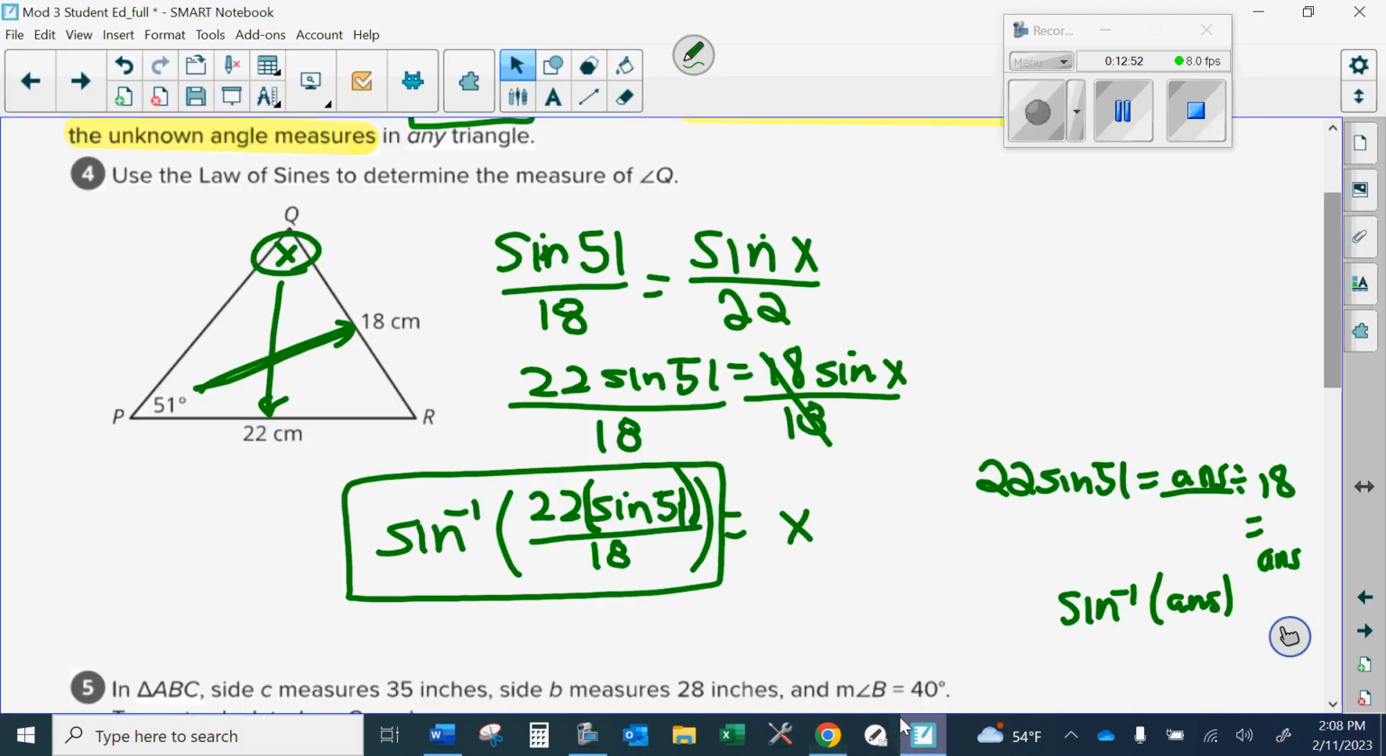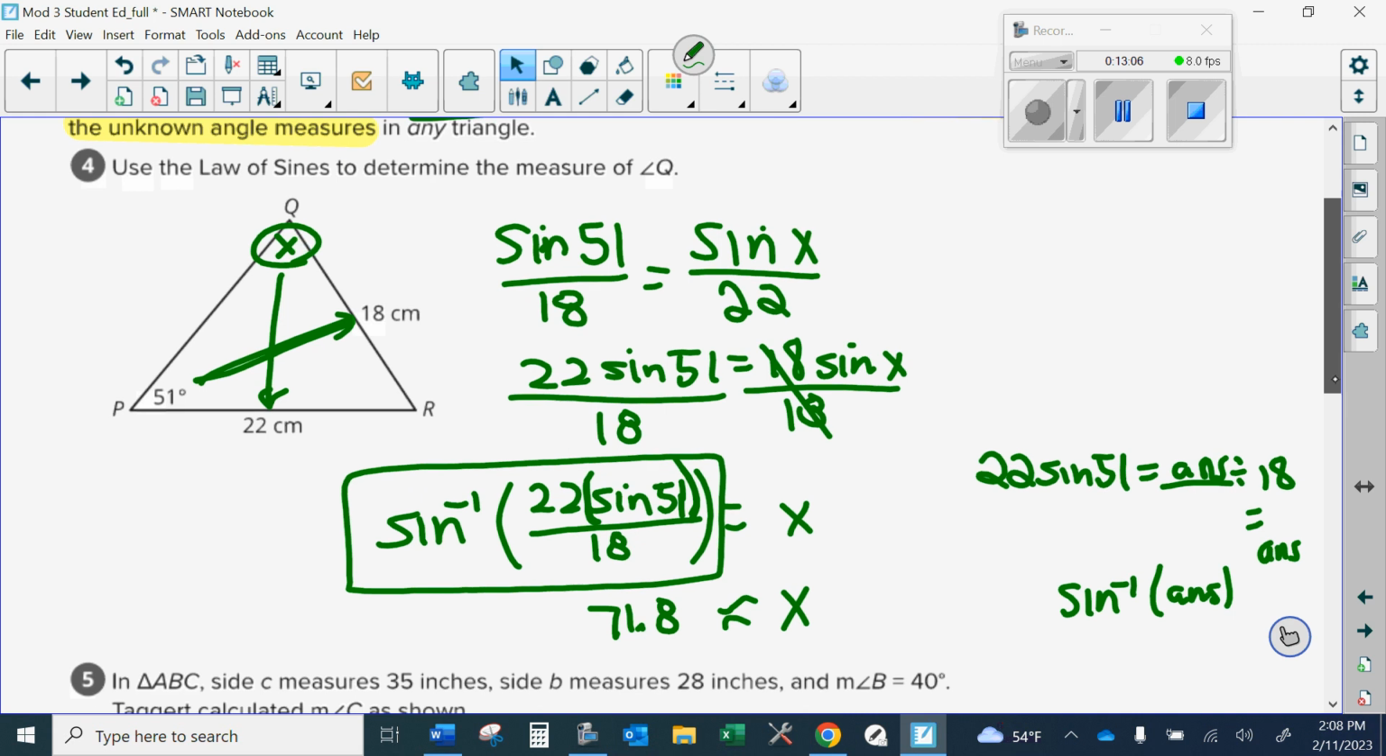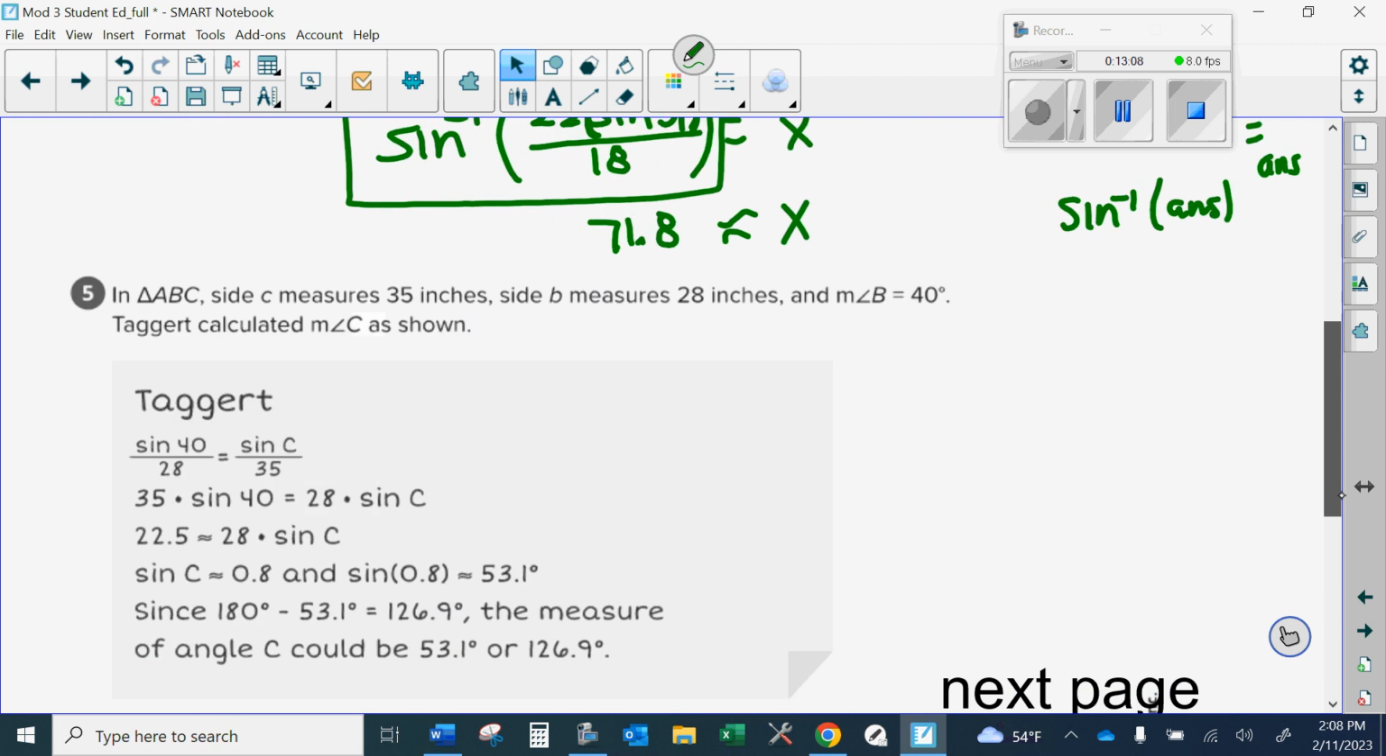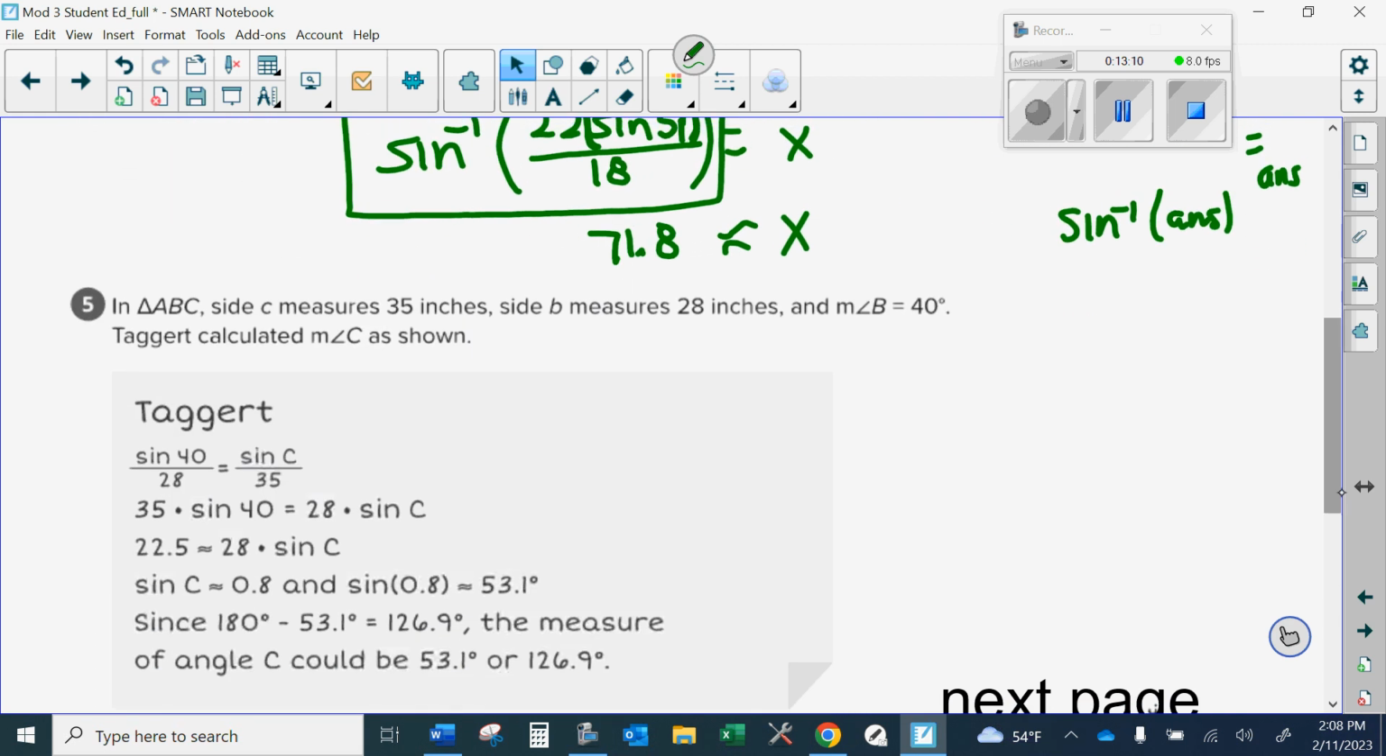So it's approximately 71.8 degrees. Okay. So this is the law of sines. Okay. Now let's look at this called error analysis.